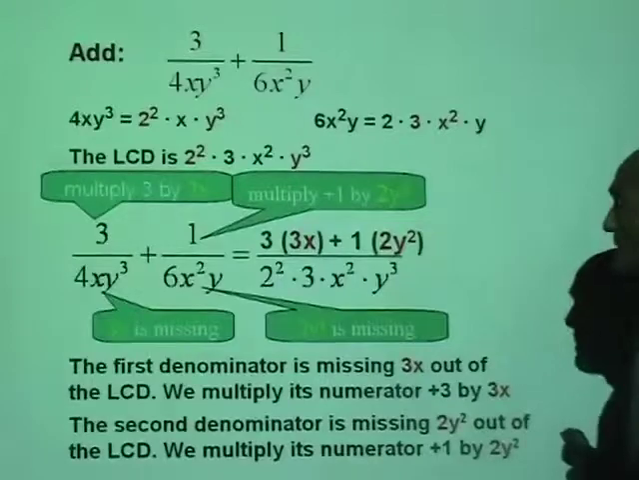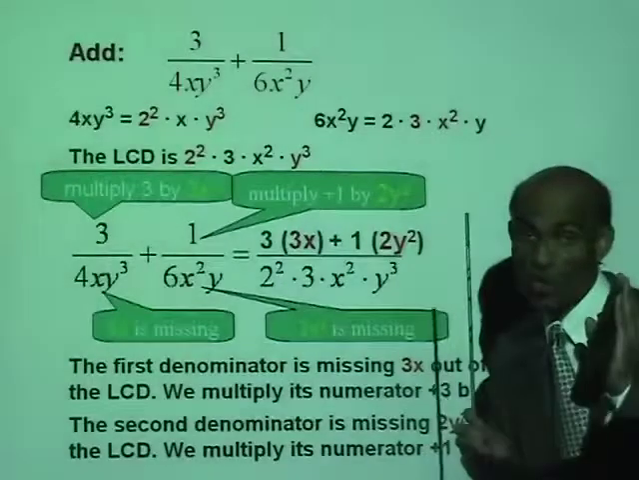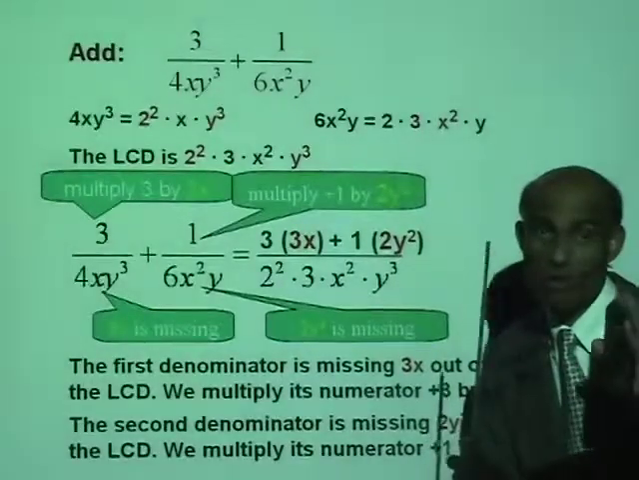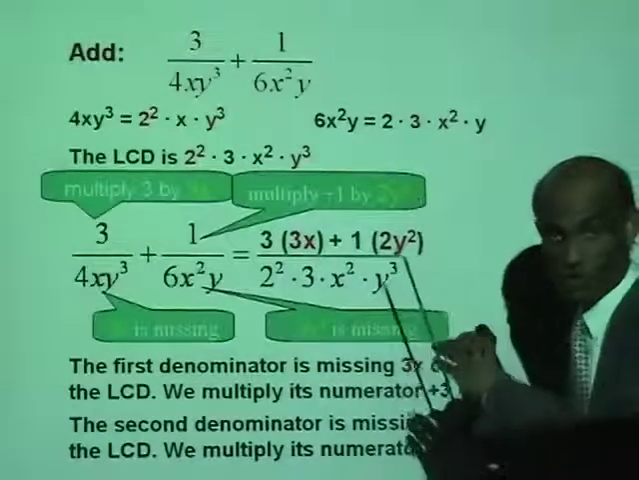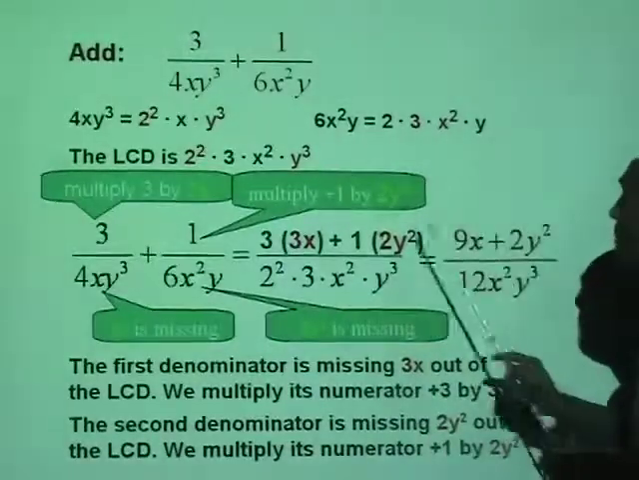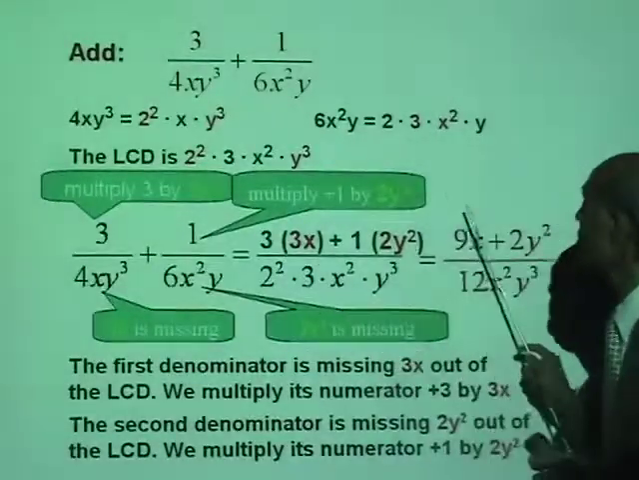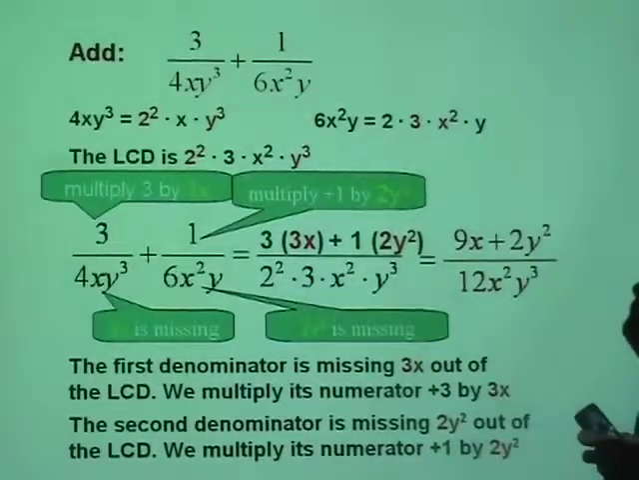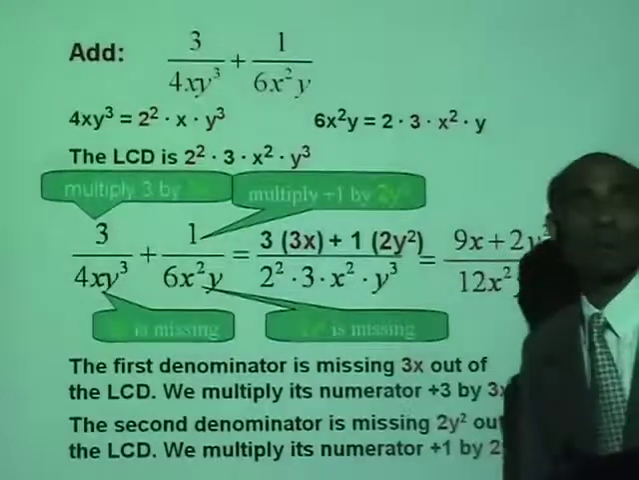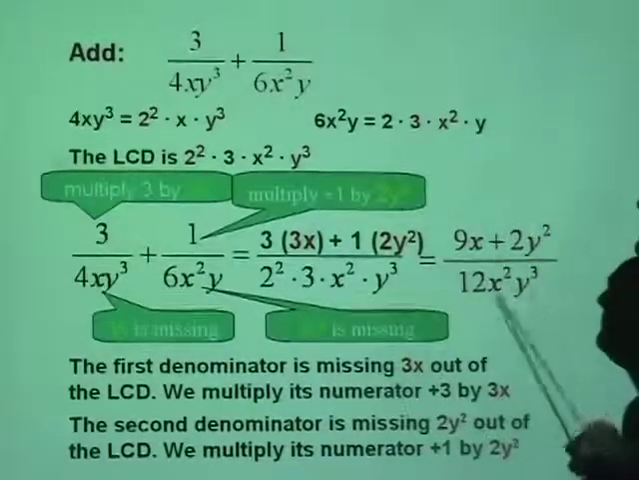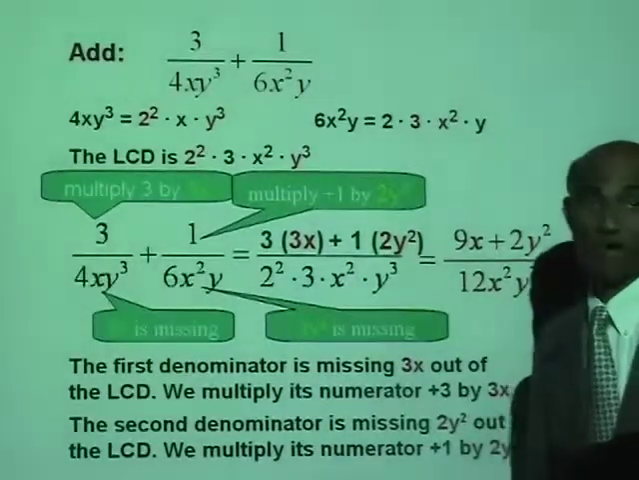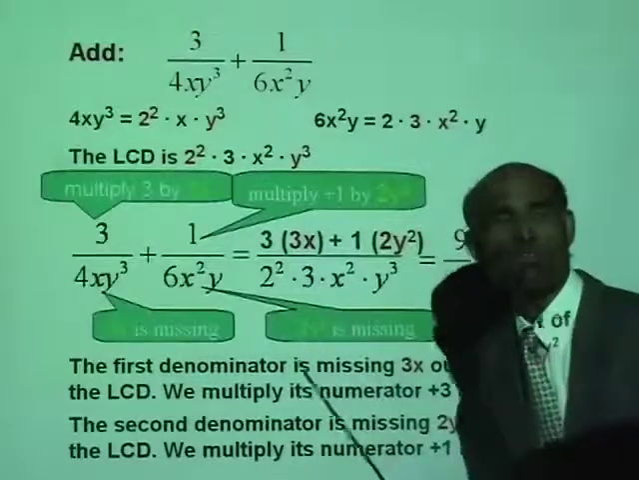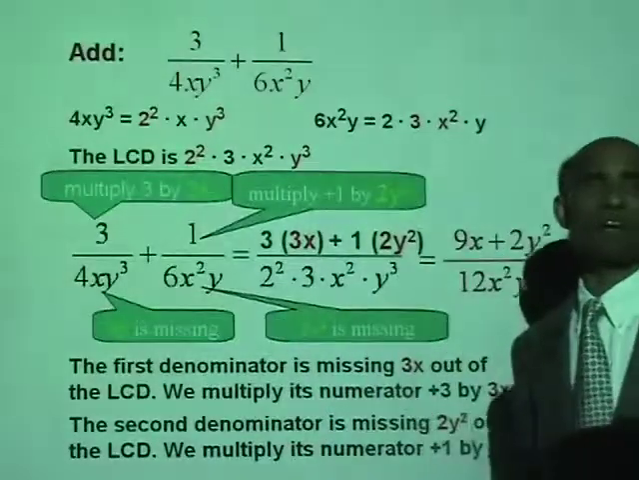Okay? I hope you are getting it. You have to concentrate to get it. Don't sleep or think anything else. Just concentrate here. Now that will be 3 times 3x is 9x plus 2y squared over 12x squared y cubed is the answer. Alright, this again has been a very good one. Practice this a couple of times on your own.